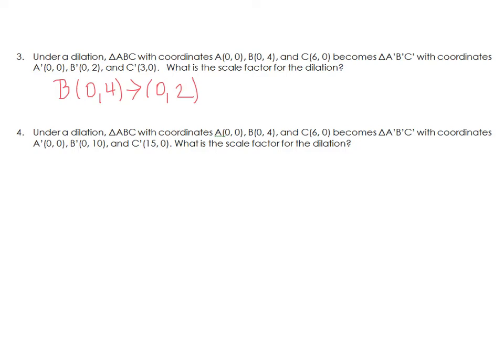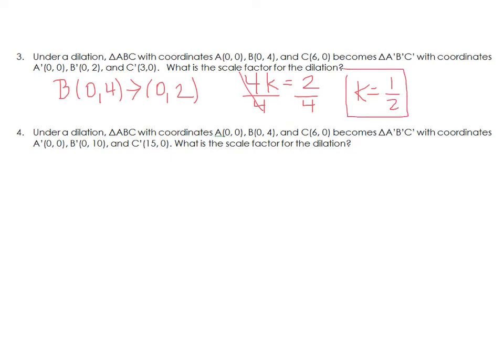Many of you may look at that and say, well, obviously you divided by 2. If you can't look at it like that, then you can take the y-coordinate. We started with 4. We multiplied by some scale factor, so we're just going to use k, and that equals 2. To solve that, you would divide both sides by 4, and if you reduce that fraction, you get 1/2. So the scale factor is 1/2.